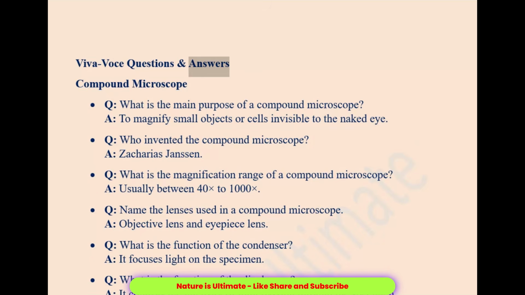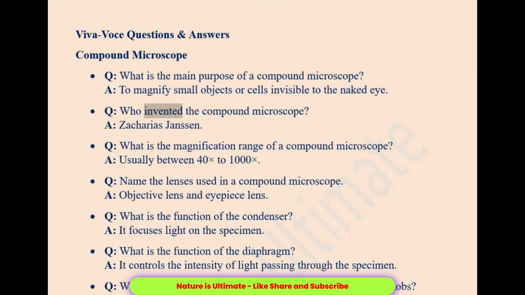Viva-Voce questions and answers. Compound microscope. Q. What is the main purpose of a compound microscope? A. To magnify small objects or cells invisible to the naked eye. Q. Who invented the compound microscope? A. Zacharias Janssen. Q. What is the magnification range of a compound microscope? A. Usually between 40 times to 1000 times.